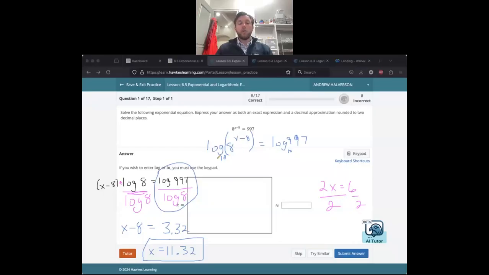And the log you use when you do this is going to be a log base 10. Why? So that you can do it on your calculator. That's the key. That's the other key.